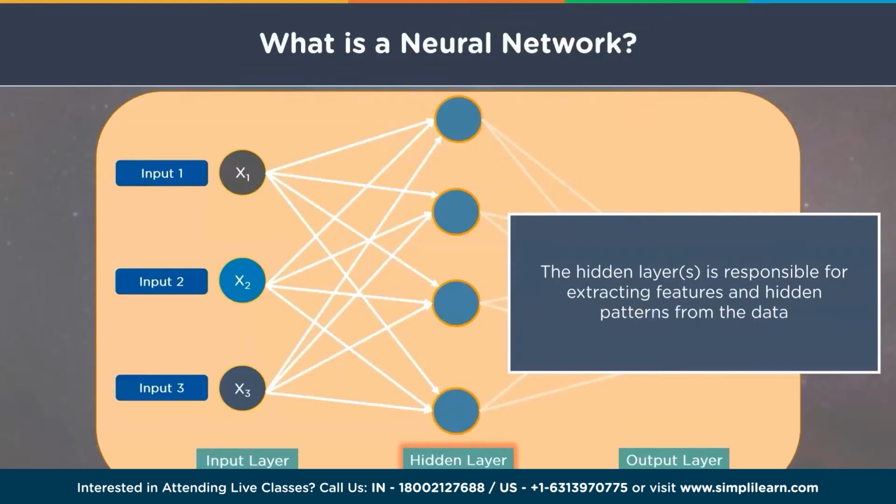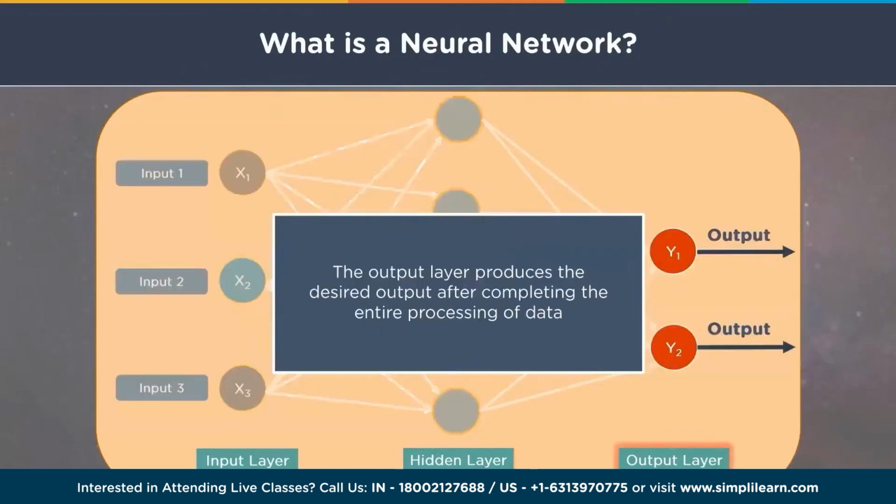You have these nodes which generate a number that doesn't really have a specific representation, but it becomes a way of looking at it, adding the features together and creating an importance value there. And the output layer produces the desired output after completing the entire processing of the data.